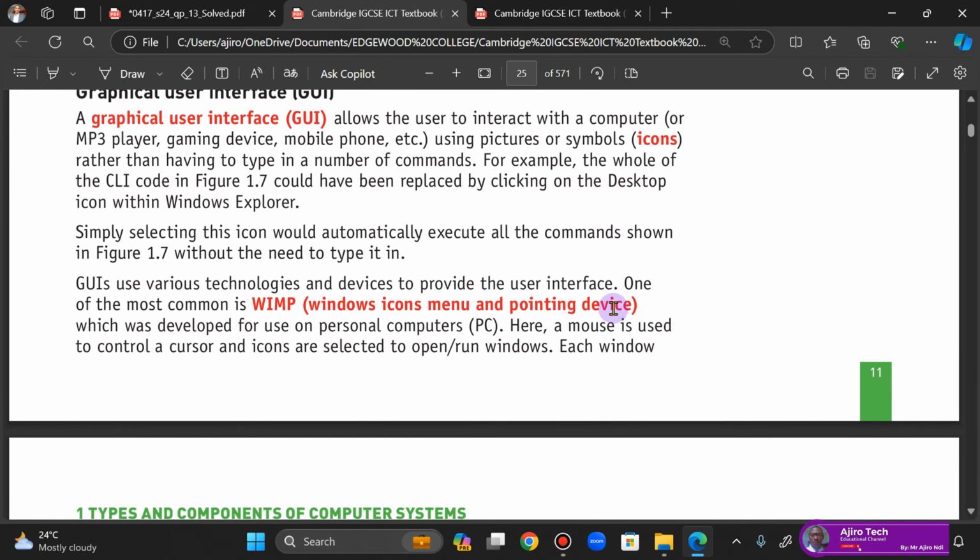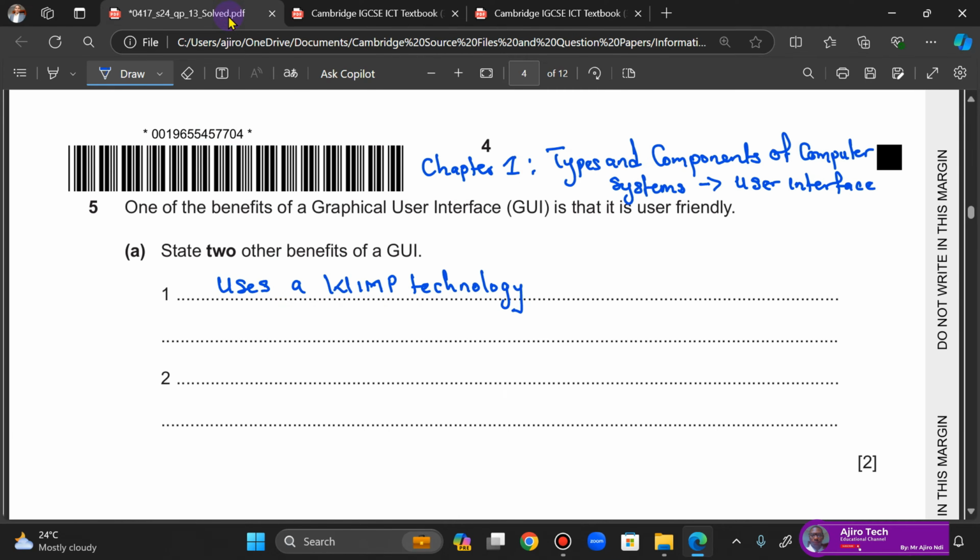So it makes use of what? The GUI uses various technologies and devices to provide a user interface. One of the most common is the WIMP technology or system. Okay, so please take note. So a mix of the WIMP technology, right? You don't have to learn commands, unlike the CLI.